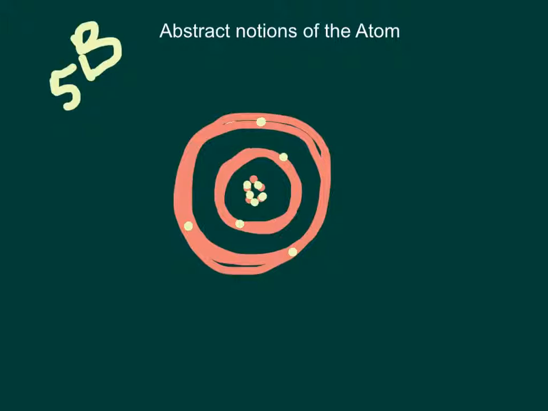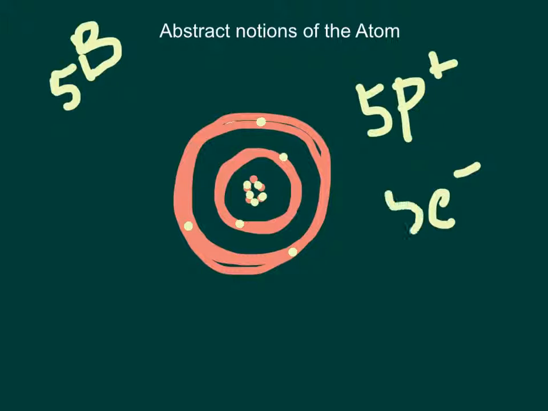And in this way, your middle school concept says you have 5 protons. That means the atomic number of this atom is 5. And you have 5 electrons because the atom is neutral. It's balanced between its proton number and its electron number. And they're both 5. In this case, that's known as the atomic number.